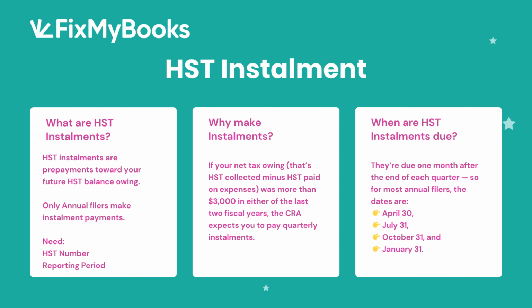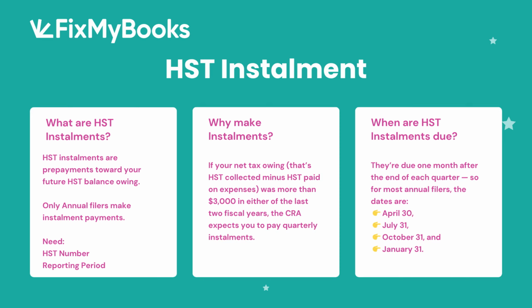So why make HST installments at all? So if your net tax owing, that's your HST collected minus your HST paid, was more than $3,000 in either of the last 2 fiscal years, the CRA expects you to pay quarterly installments.